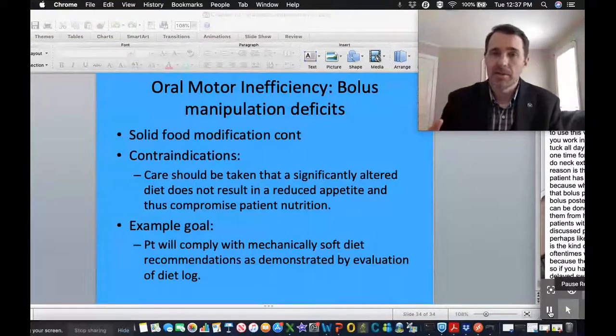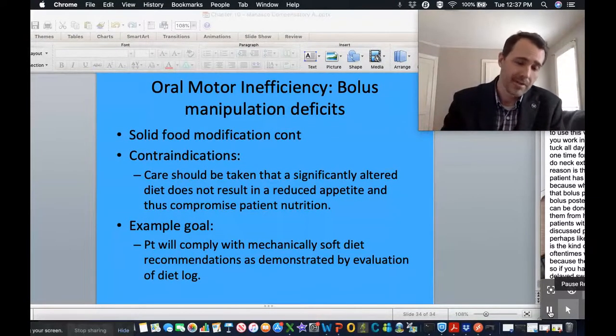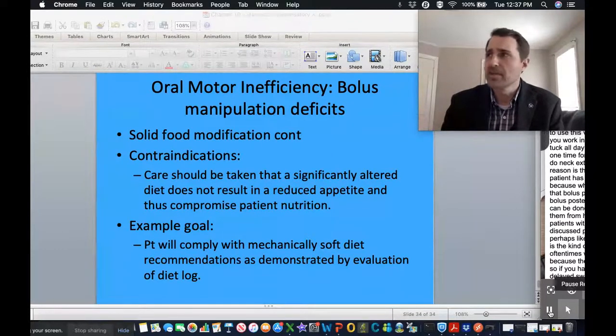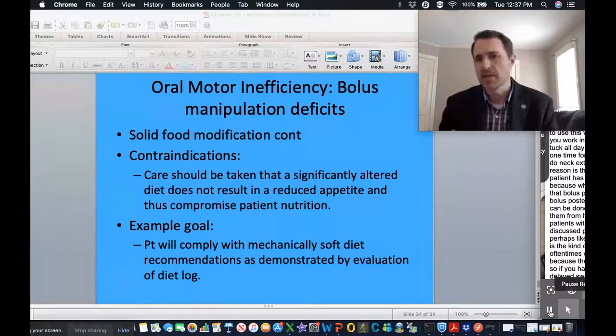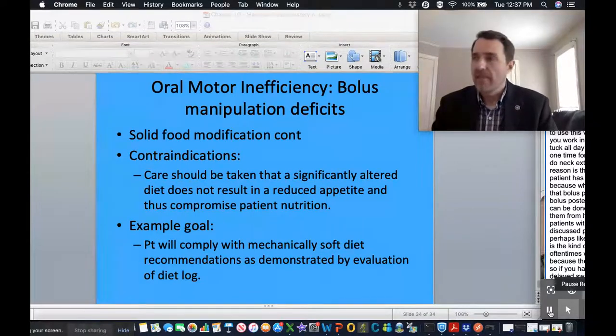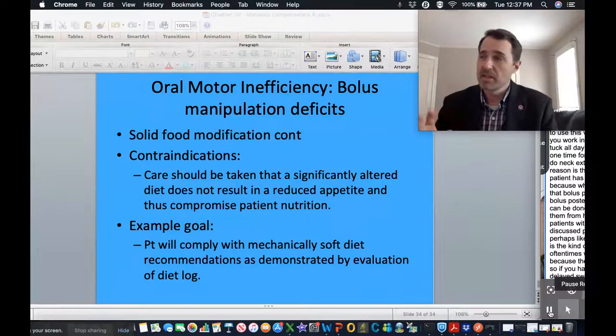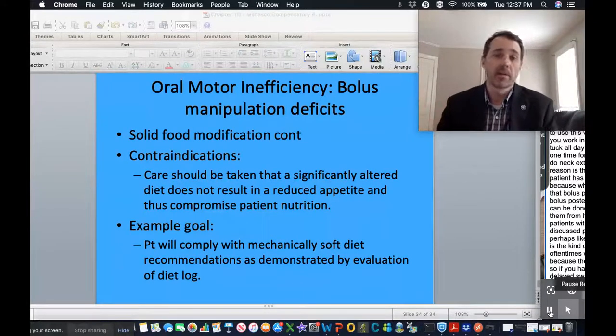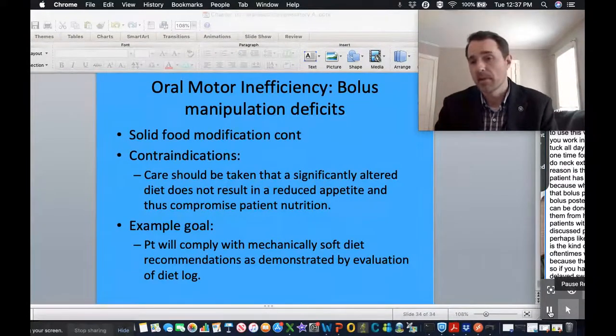And also, as I mentioned earlier in the semester, anytime you change the consistency of a patient's diet, anytime you change their diet whatsoever, you need to be sure that that patient is still going to be eating. Because they can just as easily become non-compliant and refuse to eat what you have recommended. And if they stop eating, then that becomes a medical issue, and that is not something you want to be responsible for. So you would have to take a different route in dealing with that patient.